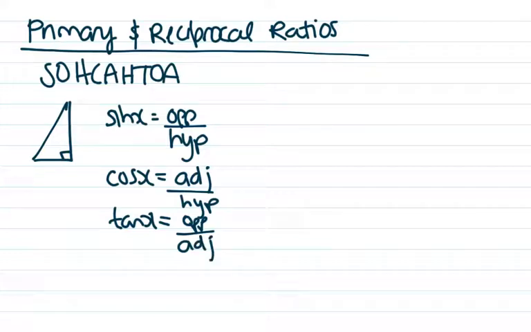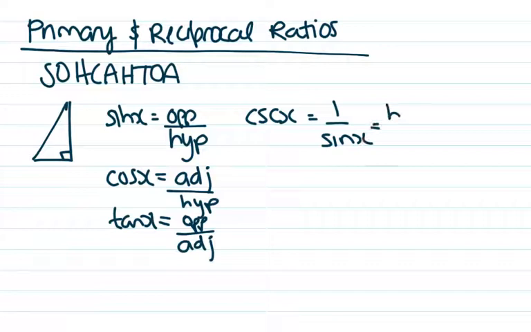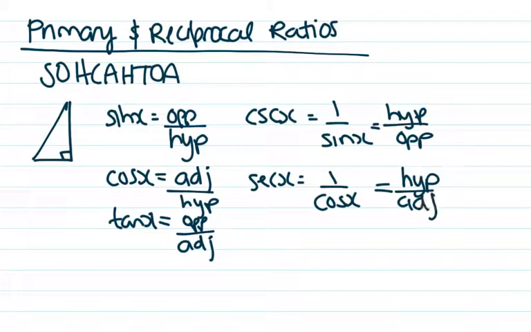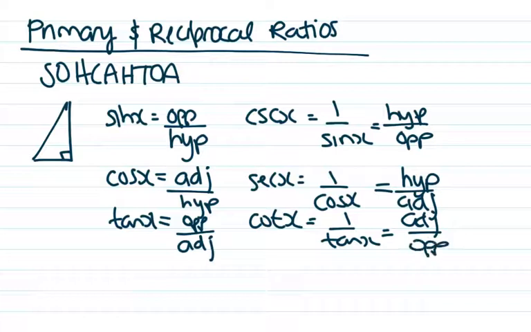Then we have the reciprocal ratios, which are cosecant x, which is 1 over sine x. So that would make it hypotenuse over opposite. Then we have secant x, which is the reciprocal of cos x. So that's 1 over cos x, which would make it hypotenuse over adjacent. And then we have cotangent x, which is 1 over tan x, which would make it adjacent over opposite.